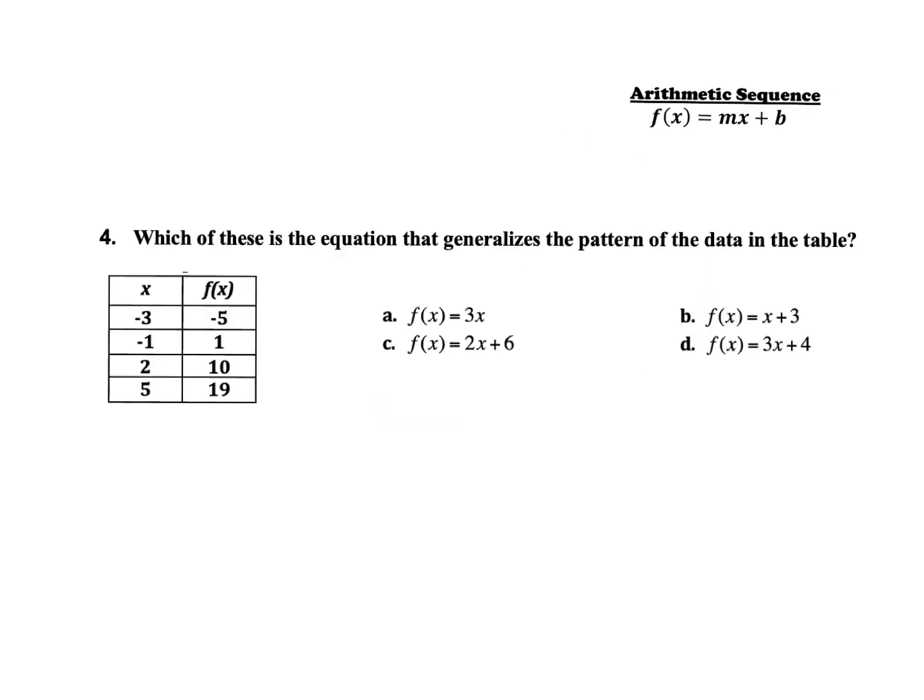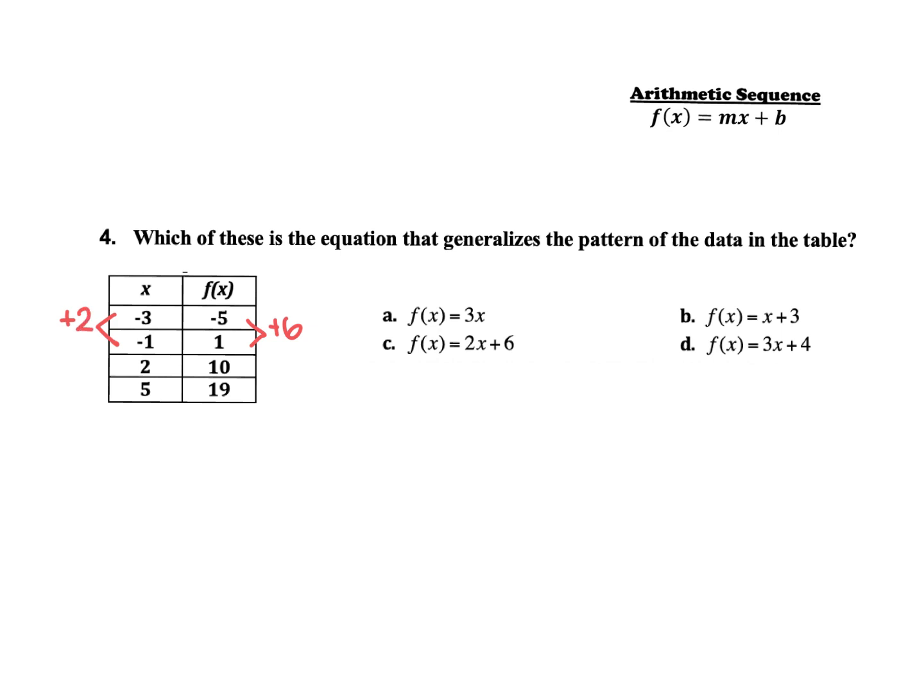Question number 4, which of these is the equation that generalizes the pattern of the data in the table? Well, let's take a look at our table and see if we can find any patterns. So we're going from negative 5 to 1, and that's going up 6. But then let's look at the change in the x. So the change in the y is going up 6. The change in the x is going up 2.